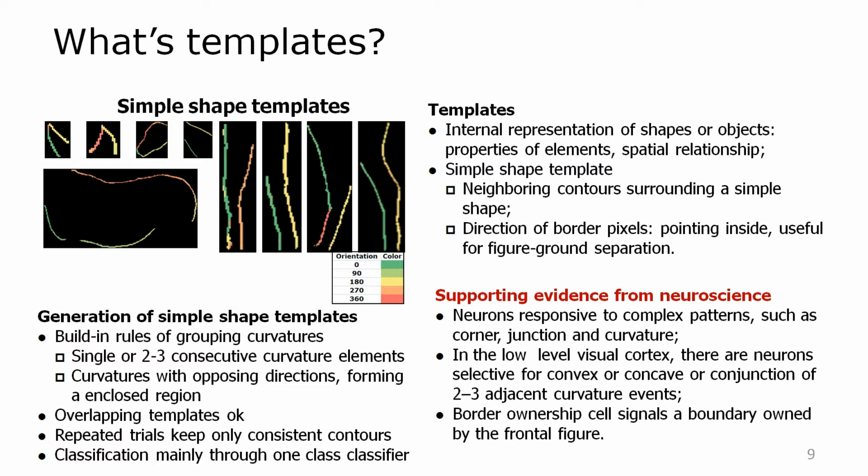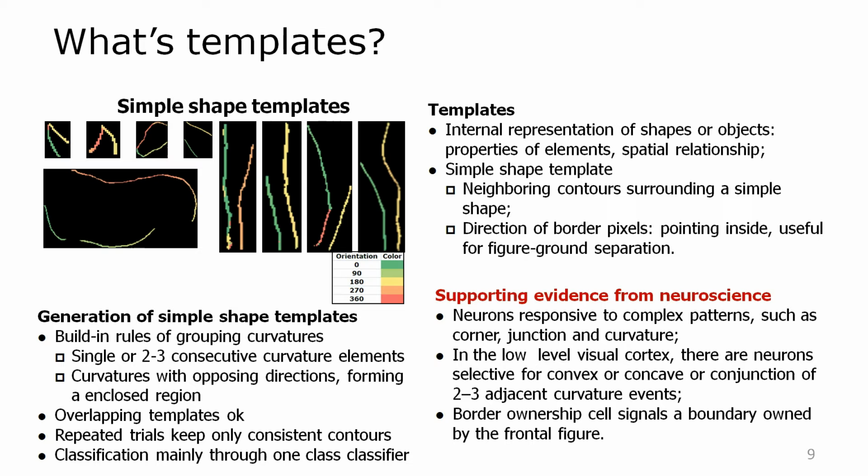This will improve coverage consistency, leading to an overall improvement in segmentation and recognition. Through repeated trials, only consistent contours are kept, and the noisy edges are removed. Finally, we reach a template containing only the essential contours. The templates are classified through a one-class classifier, as the system only needs to learn positive features from samples. What about negative samples? They are only necessary if we want to differentiate two very similar objects.